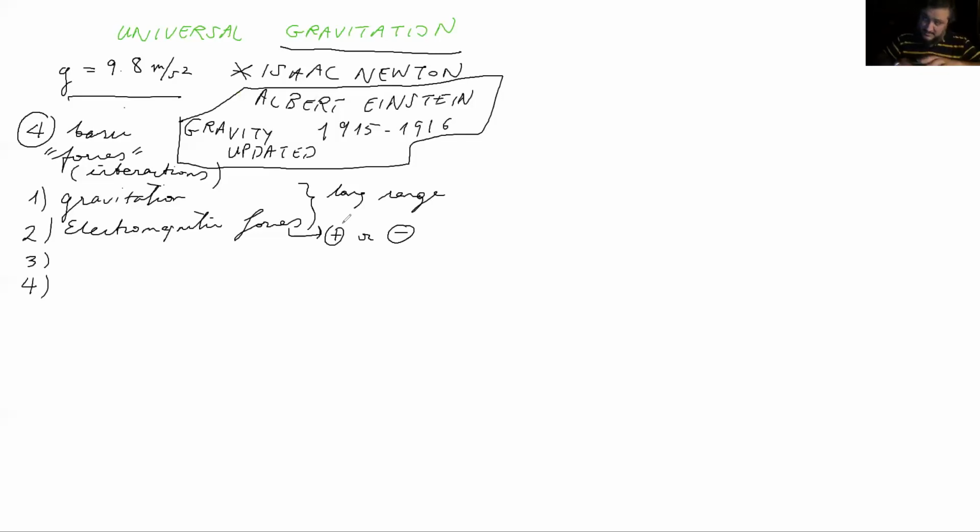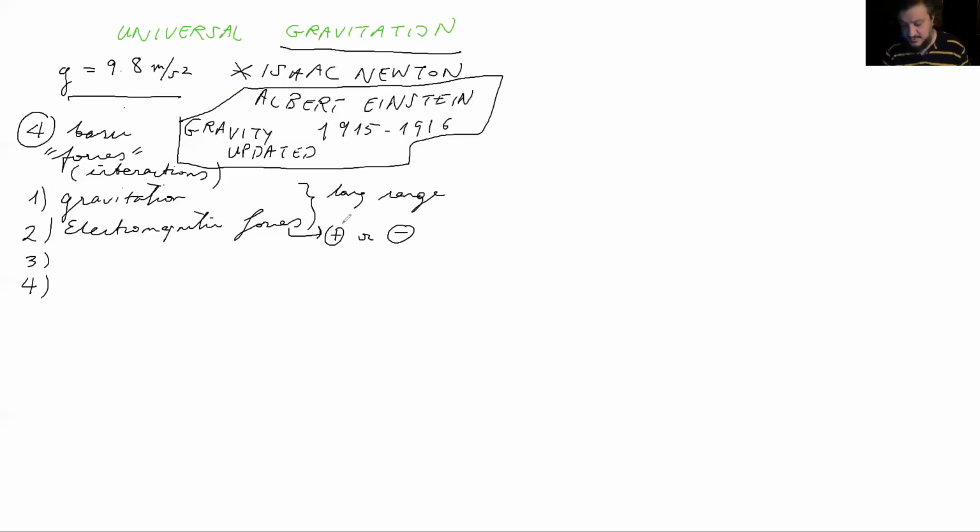That's why over large distances, you have equal number of positive and negative charges, so they neutralize each other. Therefore, you don't have any electromagnetic interaction between, let's say, Jupiter and Saturn. As far as we know, there's no such interaction. At that level, the forces are really weakened out. But gravity is always there.